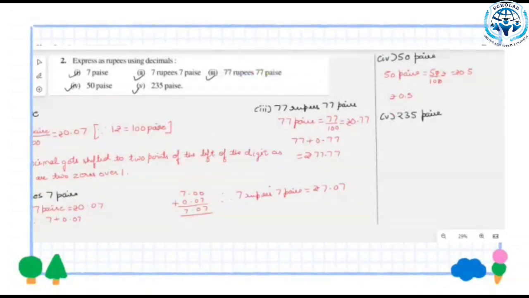235 paise. Again 235 will be divided by 100 and decimal will be placed 2 points to the left because there are 2 zeros in the denominator. So we will get 2.35 in rupees.